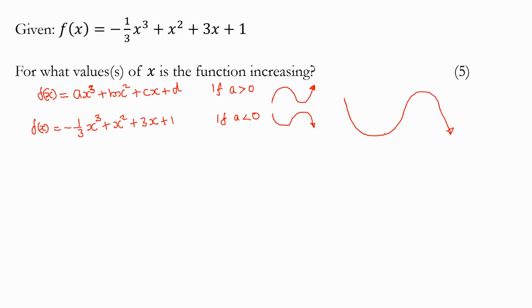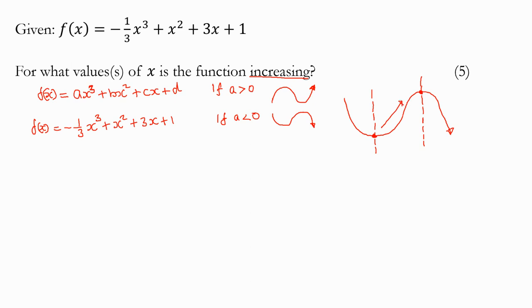And then where is the graph increasing? Where is the function increasing? It means between the turning points. This will be the turning point here, and then this is the other turning point. Okay, you see that? This is where the graph is increasing, is going up.